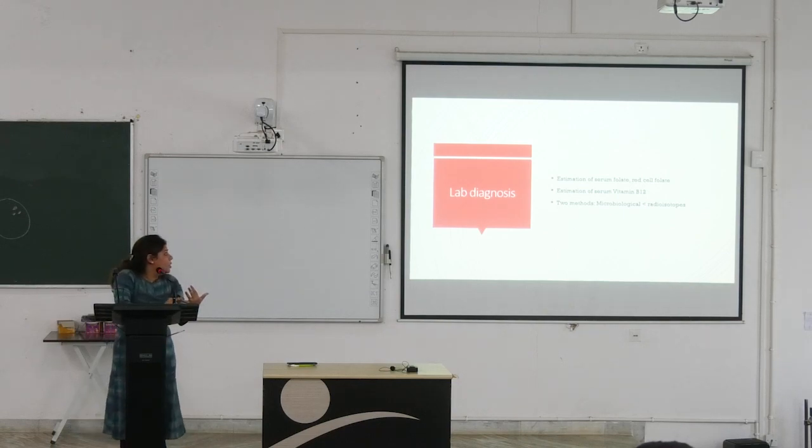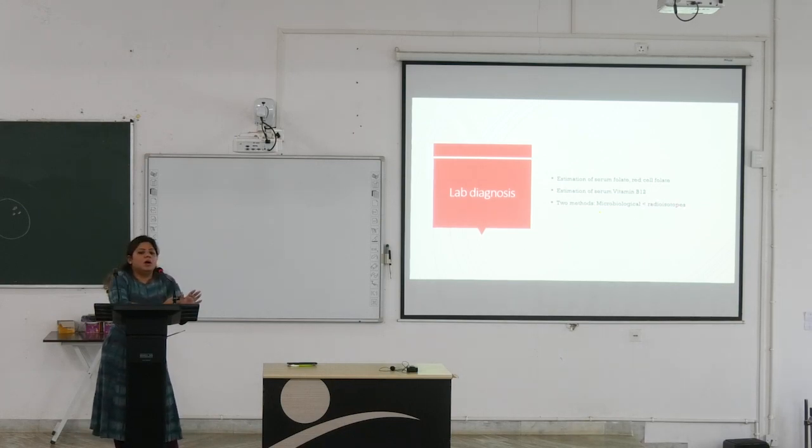the bone marrow. So the other things that we have to do is estimation of serum folate, red cell folate. Now, the serum folate changes, but the red cells throughout their lifespan have the same level of folate. So red cell folate, if decreased, it is an indicator that there is folate deficiency in the body. Apart from that, we will estimate the serum vitamin B12. Now, for these, there are microbiological techniques and techniques using radioisotopes.